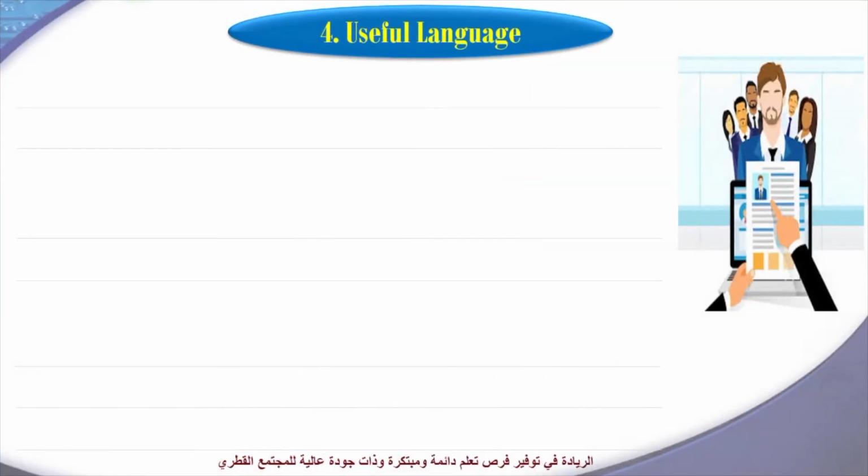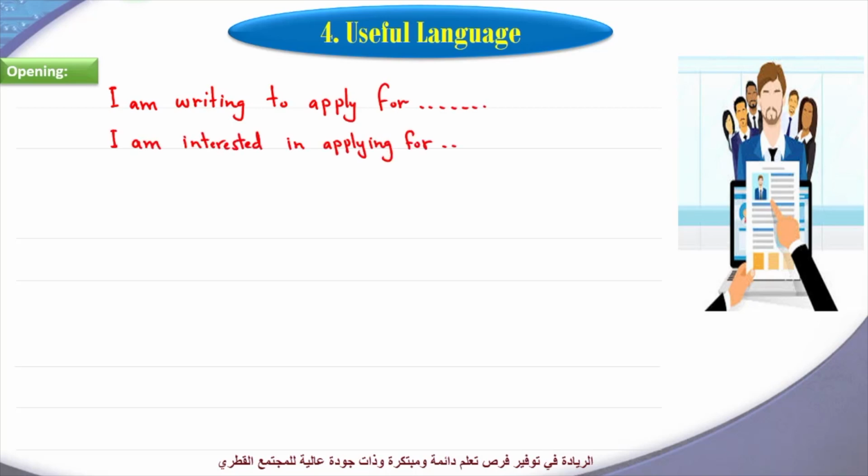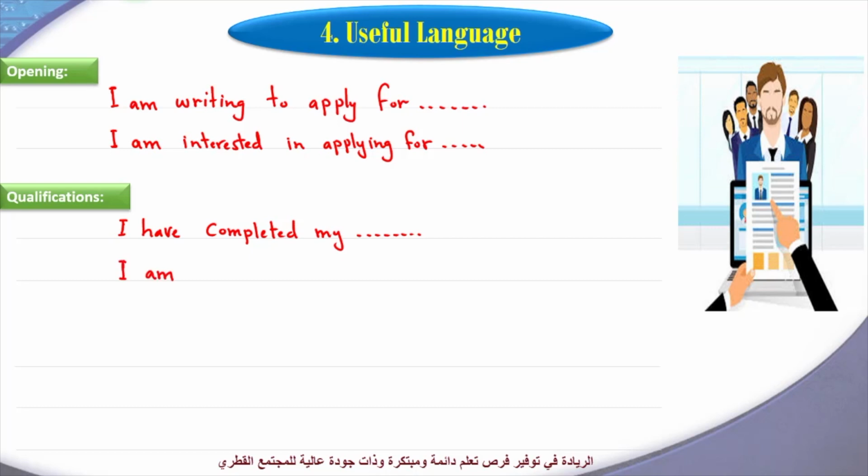Now let's go to the last part of this lesson, in which we are going to talk about the useful language that can help us write an effective letter of application. For example, in the opening, you can express your reason for writing by saying, I'm writing to apply for so and so. I'm interested in applying for so and so, and so on. Then in the qualifications part, you can express your qualifications by saying, I have completed my so and so, or I am currently a student at so and so.